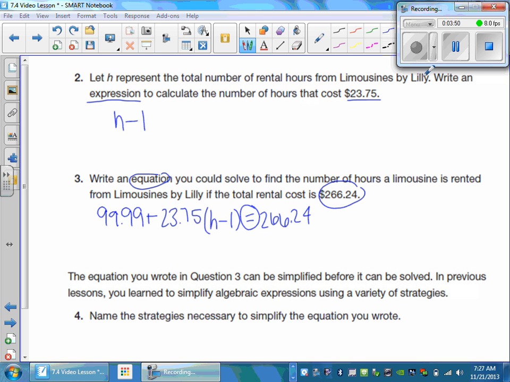The equation you wrote in question 3 can be simplified before it can be solved. In previous lessons, you learned to simplify algebraic expressions using a variety of strategies. Name the strategies necessary to simplify the equation you wrote. I want you to think about number 4. What strategy are you going to use? And then you're going to use that strategy in number 5. I will give you a hint. These parentheses have something to do with the strategy that you are going to use. So do number 4, write the strategy that you're going to use, and then try number 5, and when you have your answer to number 5, press play.